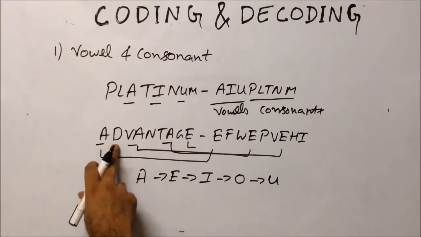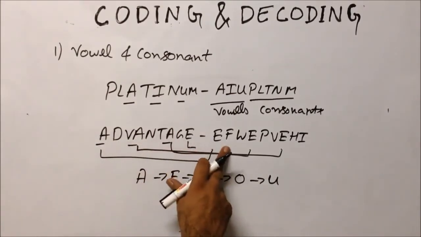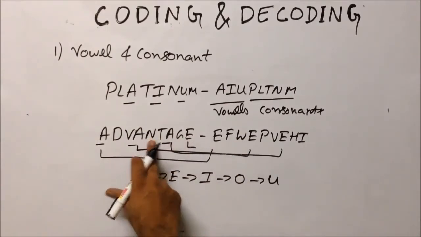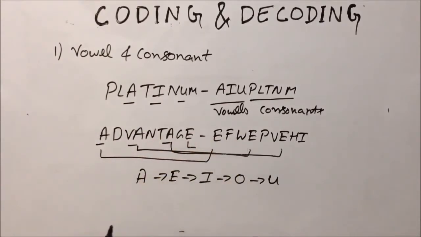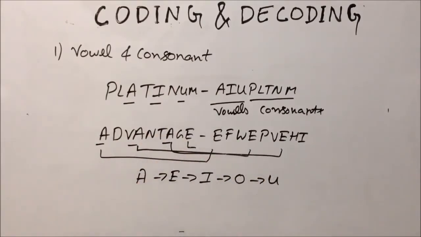For example, here it is D. D is a consonant. Now after D comes E, but E is a vowel. So what we are doing is we are using the next consonant which is F. After V comes W which is the next consonant. After N comes O, but O is a vowel and hence we are using P. So this is our first pattern which is vowel and consonant pattern.